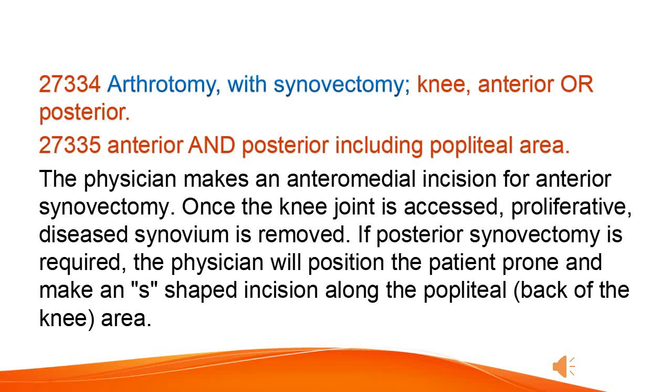Arthrotomy, with synovectomy, knee, anterior or posterior. Anterior and posterior, including popliteal area. The physician makes an anteromedial incision for anterior synovectomy. Once the knee joint is accessed, proliferative, diseased synovium is removed. If posterior synovectomy is required, the physician will position the patient prone and make an S-shaped incision along the popliteal, back of the knee, area.